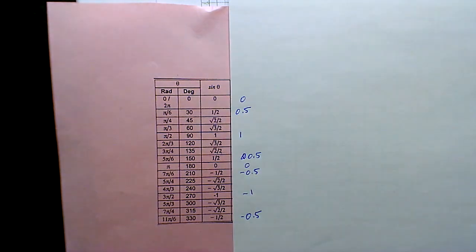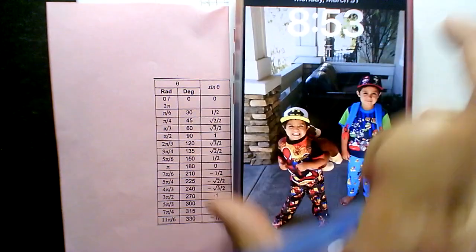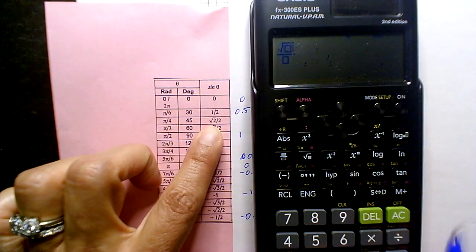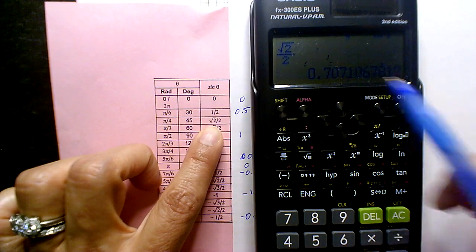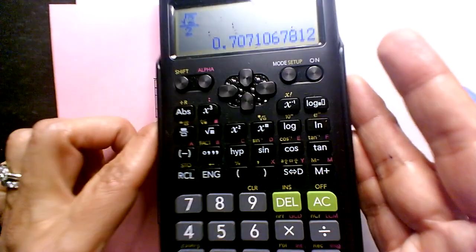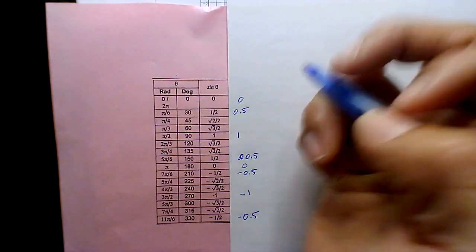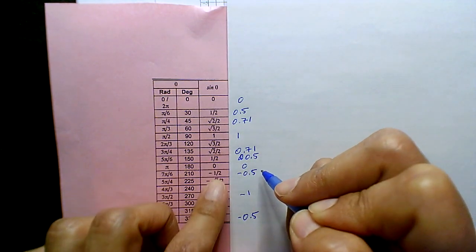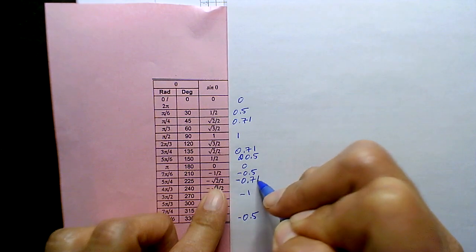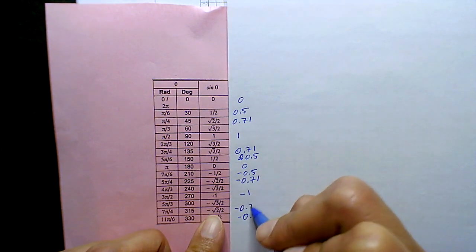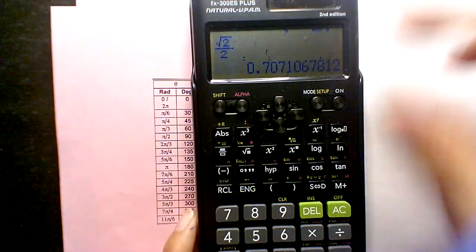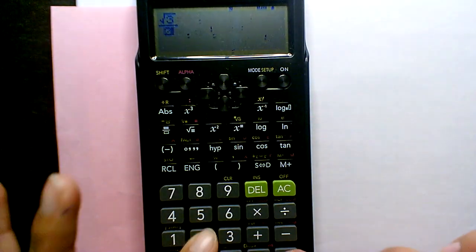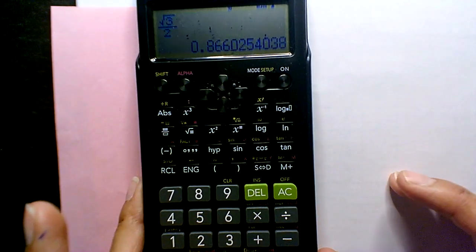But do you know what rad 2 over 2 is as a decimal? Okay. Rad 2 over 2 is the equivalent of 0.71. Okay, so 0.71, 0.71, negative 0.71, negative 0.71. Okay, what's rad 3 over 2? It is 0.87.